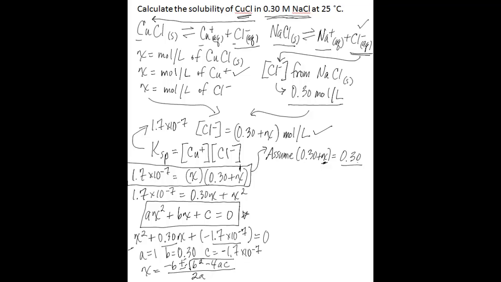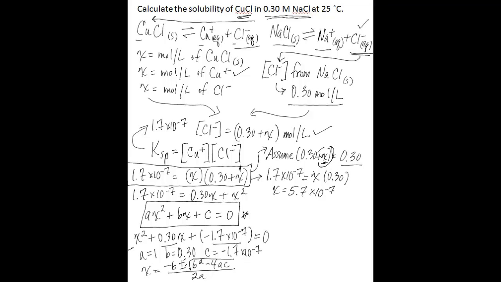So in order to make that assumption, though, you have to test it. So you've made the assumption. If you assume that, then you can rewrite this equation as 1.7 times 10 to the negative 7 is equal to x times 0.30, because you've omitted this part. You're assuming that x is very small. So now you can easily solve for x, and you find that x is equal to 5.7 times 10 to the negative 7. And x is indeed a very small number. 10 to the negative 7 is a very small number.